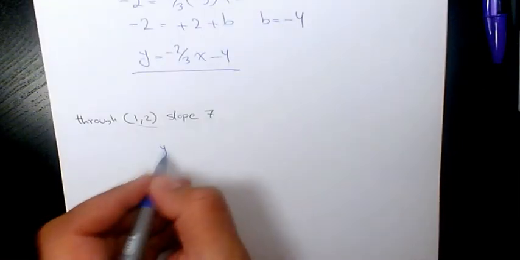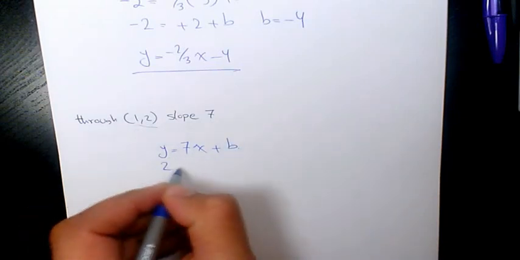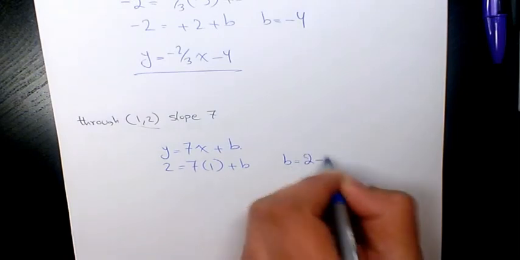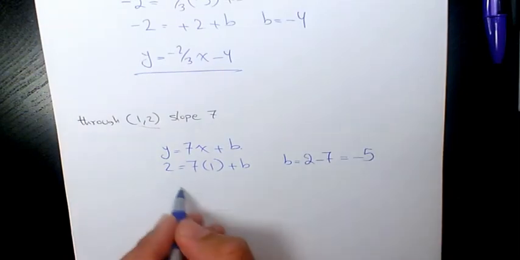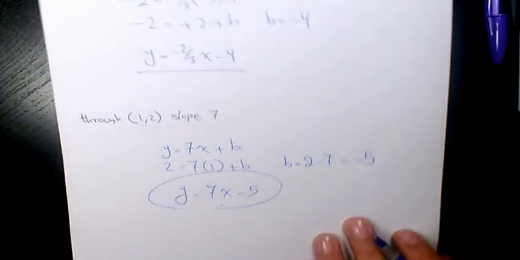Then we have y equals 7x plus b. With the y and x, 2 equals 7 times 1 plus b. So b will be 2 minus 7, which is negative 5. So y will be 7x minus 5, and that's the equation of the line.